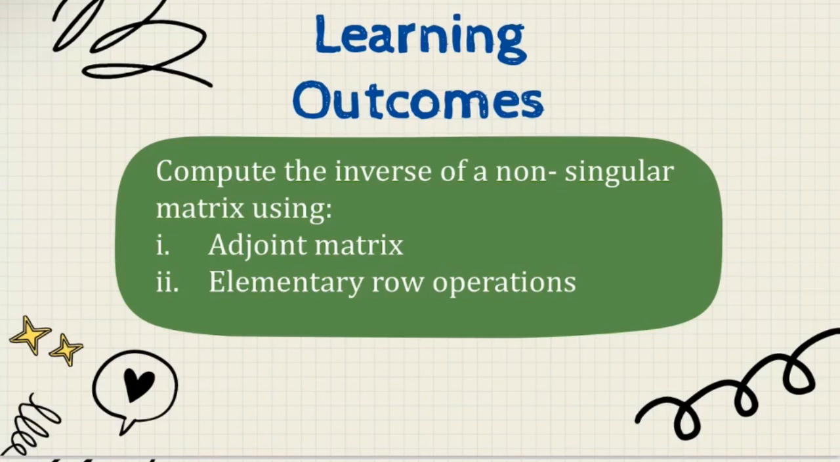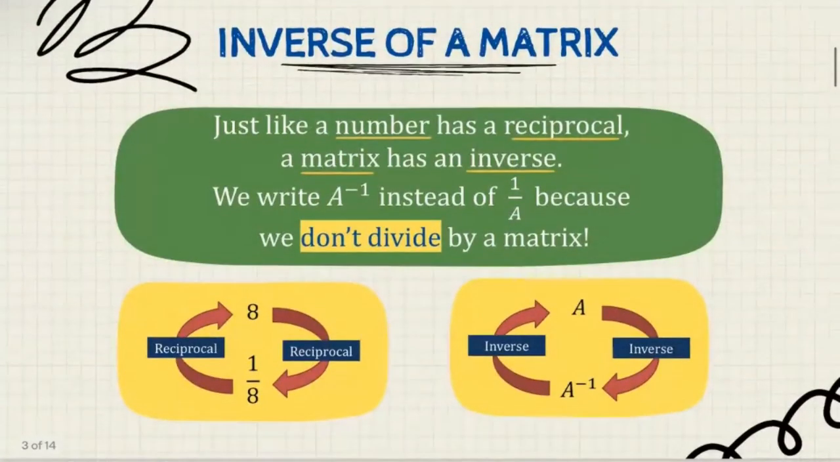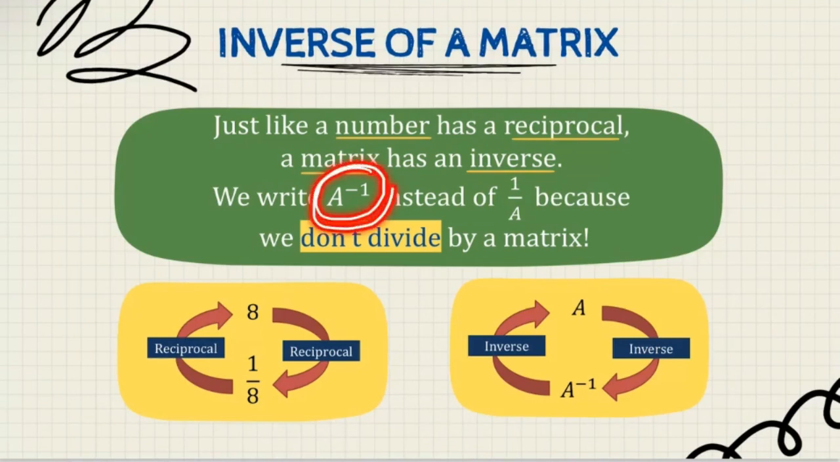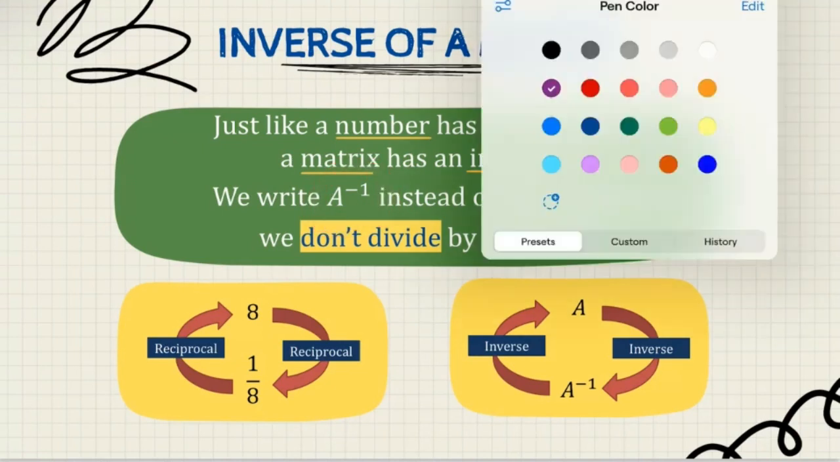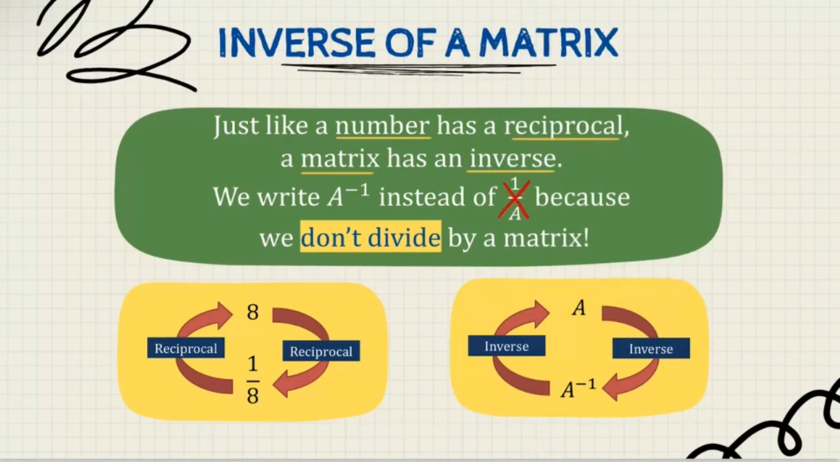Okay, so now let's look at what is an inverse matrix. Okay, so ini saya berikan definition yang mudah lah. So just like a number, okay, macam nombor dia ada reciprocal. So a matrix has an inverse. Okay, tetapi inverse matrix kita akan tulis sebagai A to the power of -1 instead of 1 over A. So kalau penulisan 1 over A dia akan jadi salah. Okay, so kita tidak akan tulis 1 over A lah, tetapi yang kita akan tulis adalah A inverse.